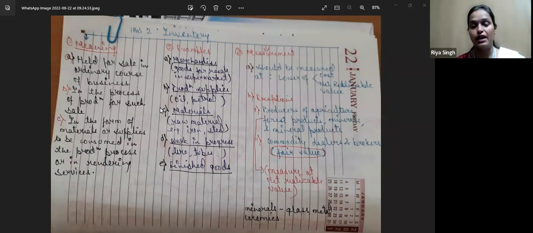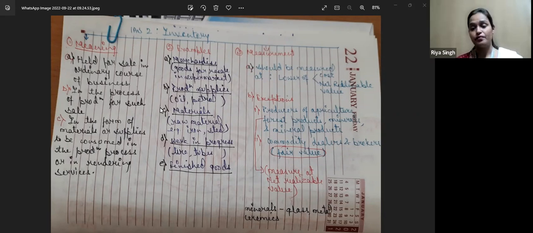inventories are the items which are held for sale in the ordinary course of business. All those items could be your inventory if you are doing your business for that purpose only, for selling them. Basically, whatever items you have for trading purposes, if you are selling them in the ordinary course of business, all of that will be treated as inventory.